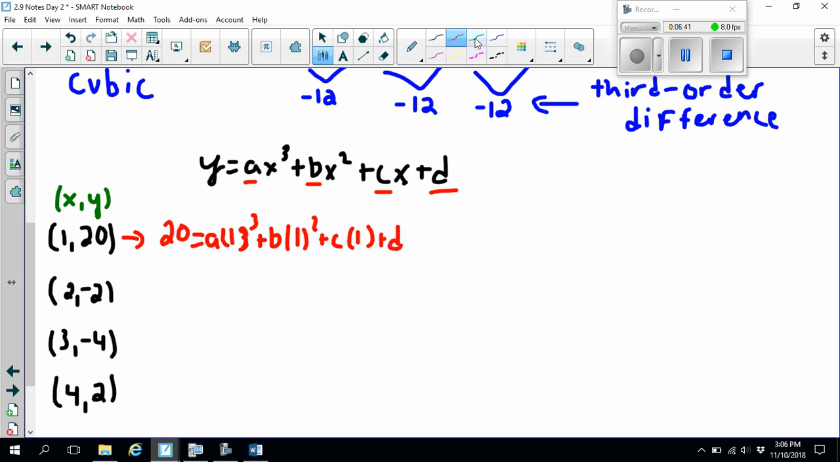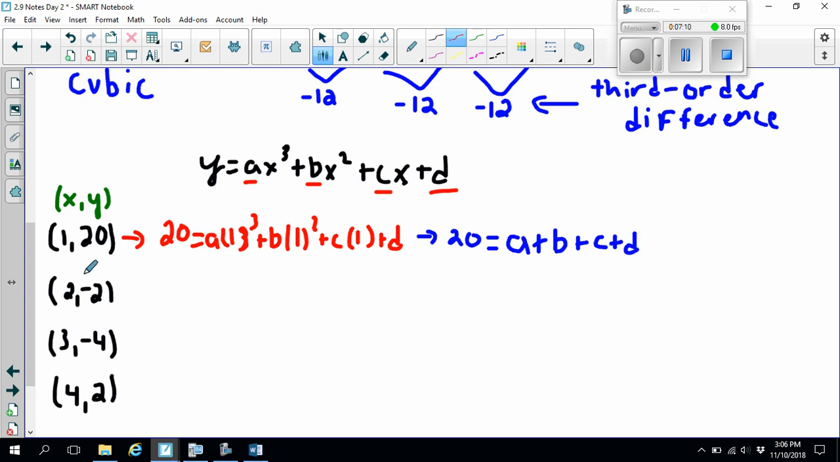So now let's simplify this a little bit more. We have 20 equals. First we evaluate 1 to the third power, which just gives us 1. So we have a, or 1a if you want. Well, 1 to the second power is just 1 as well, so we have plus b, or you can say 1b. Then c times 1 just gives us c, and then we have plus d at the end.